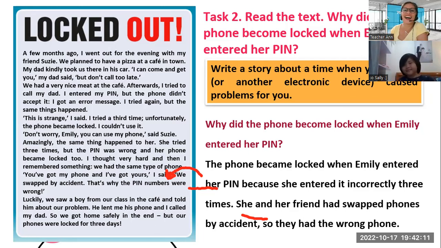Oh my God. Luckily, my friend was there and I told her everything. Can I borrow your phone and pin, please? I asked. Sure thing, she said. We're lucky to get home, but our phone has been locked for 2 days because of the hacker pin.